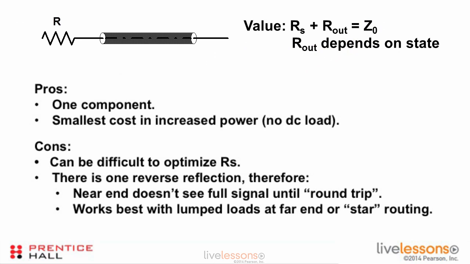But there are a couple of problems with this, too. It can be difficult to optimize this series resistor. The output impedance might be different for a logical 0 than it is for a logical 1, and therefore you can't optimize this resistor for both states. And so you have to compromise on, say, a middle ground or favor one state over the other. And then there is one reflection that comes back before the signal is absorbed in the terminating resistor. This termination technique came into favor with the PCI bus on the personal computer back around the 1990s.